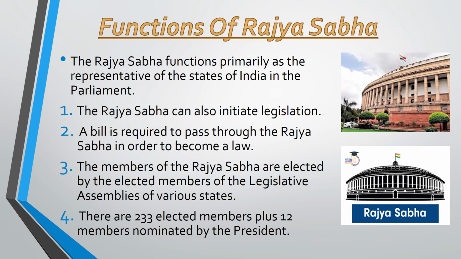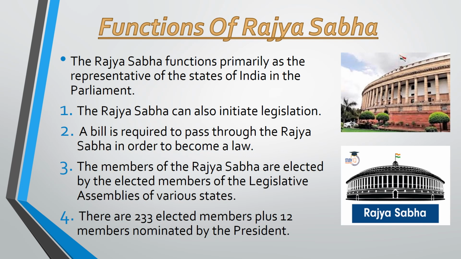Overall, Rajya Sabha's functions are essential in upholding the principles of democracy, ensuring representation and contributing to the process of lawmaking in India. We will talk about functions of Rajya Sabha, but first we will understand the power of Rajya Sabha. There are 233 elected members plus 12 members nominated by the President. Rajya Sabha plays a crucial role in the process of lawmaking. It reviews, debates and votes on bills that are introduced in Parliament.